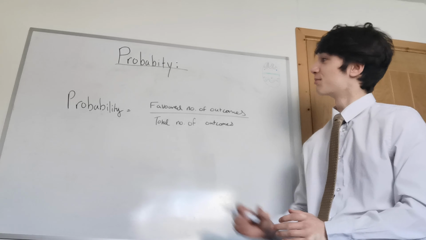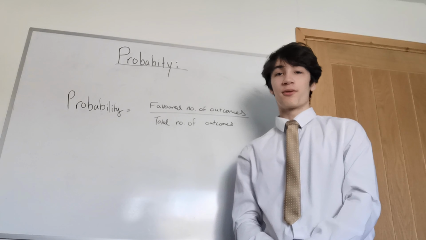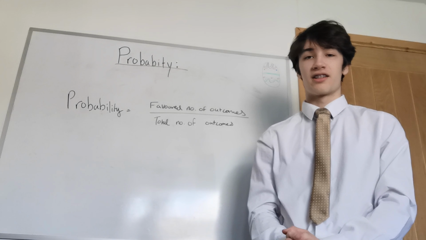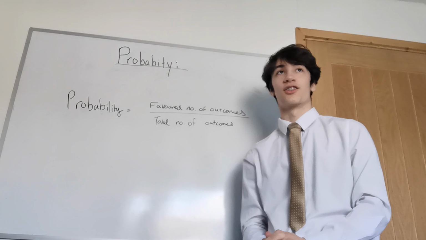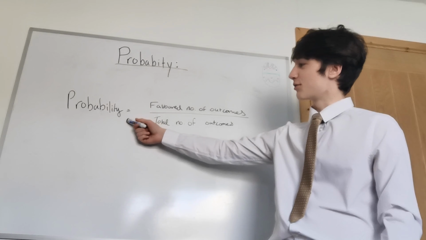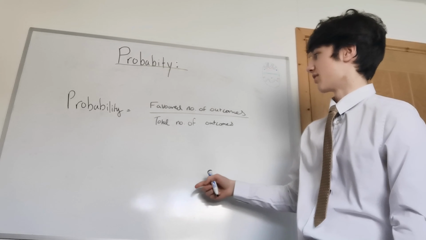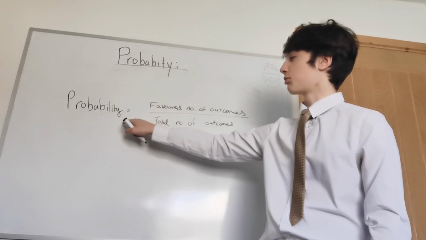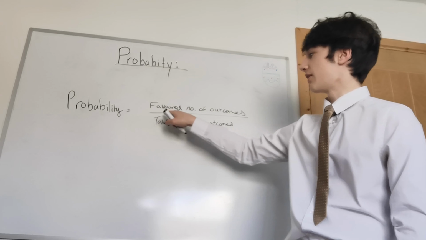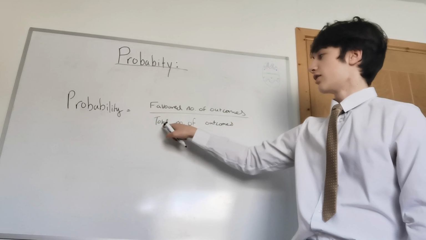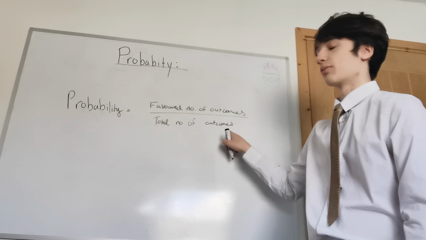Today we're going through probability. So probability means the possibility of something happening. There's a formula that we use for probability, which is quite generalized, but usually it's probability is equal to the favored number of outcomes divided by the total number of outcomes.